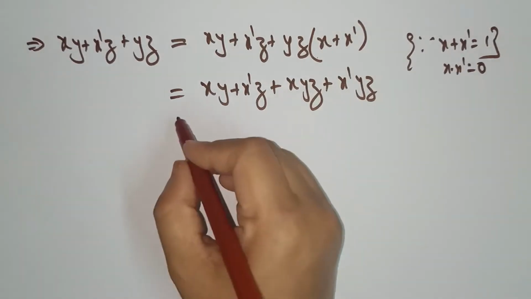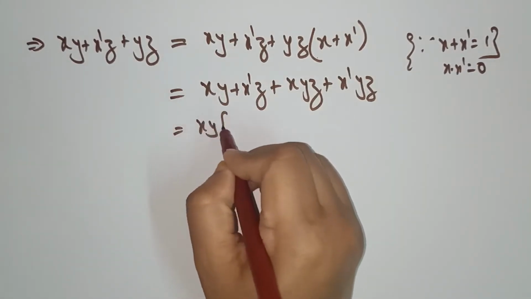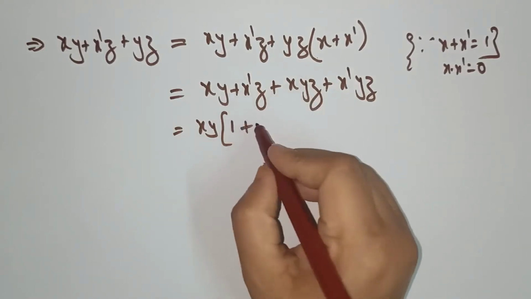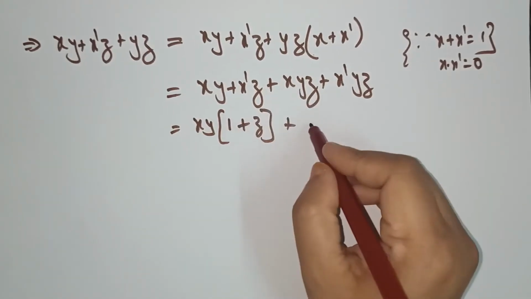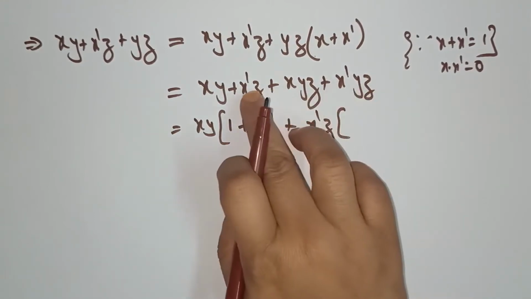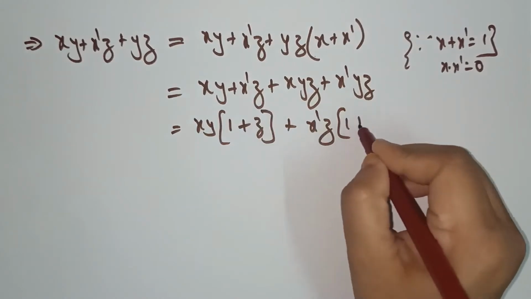Now what I am doing here is taking xy as a common. Whenever I take xy as a common, this becomes 1 plus z, and here I am taking x dash z as a common. If I take x dash z, here I am getting 1 plus y.